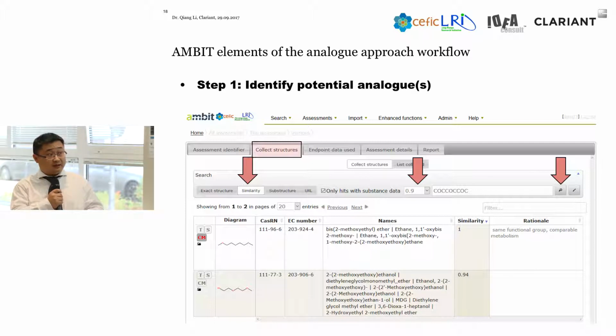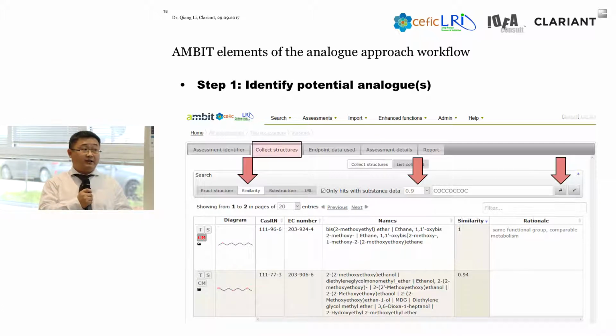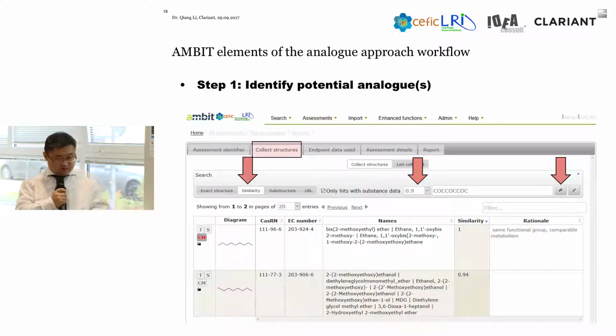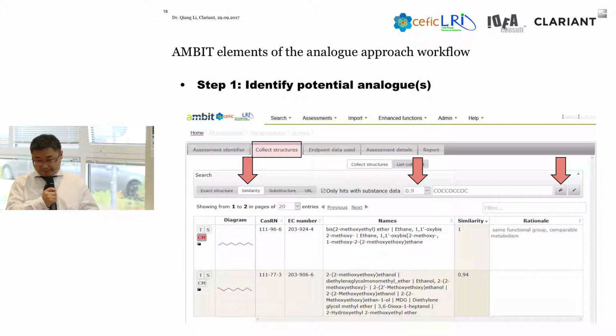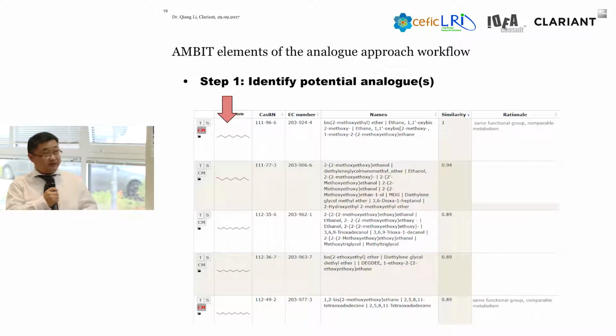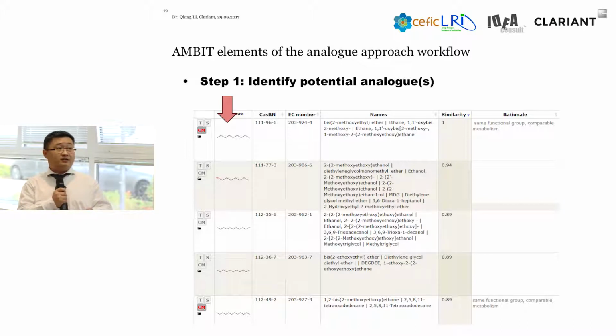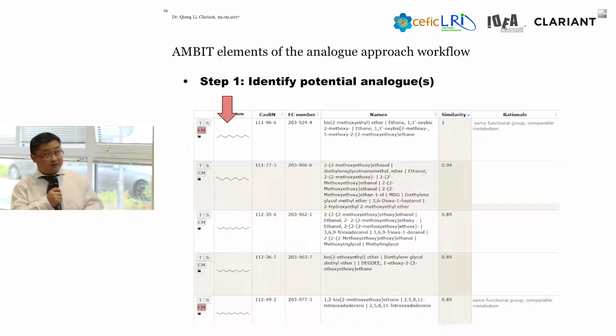and then I define the criteria for the similarity. 0.9 is very similar, and I would like to have only the structures with data. So I search again, then I have a list. From this list, it shows all the similar structures in the database. Here's the similarity from 1, where they are the same, followed by the other similar structures.